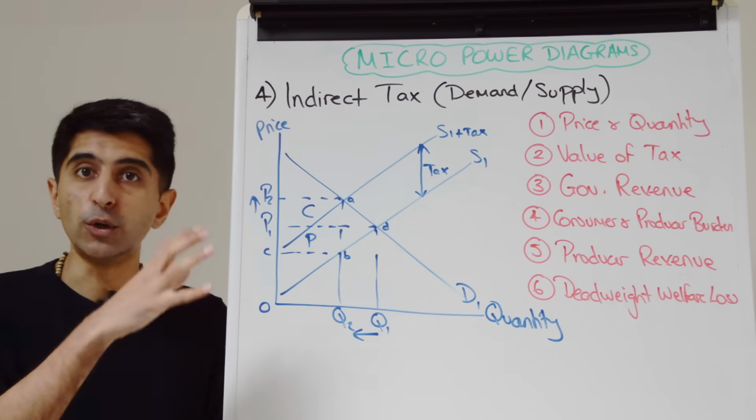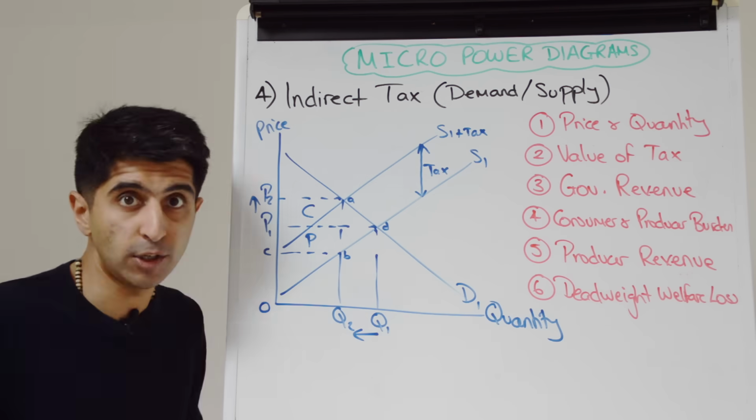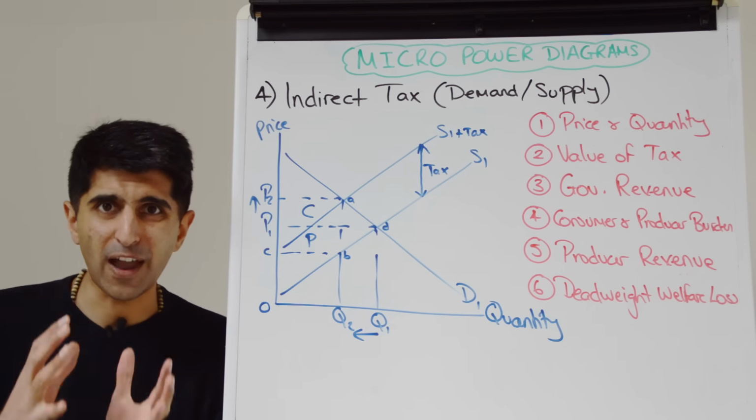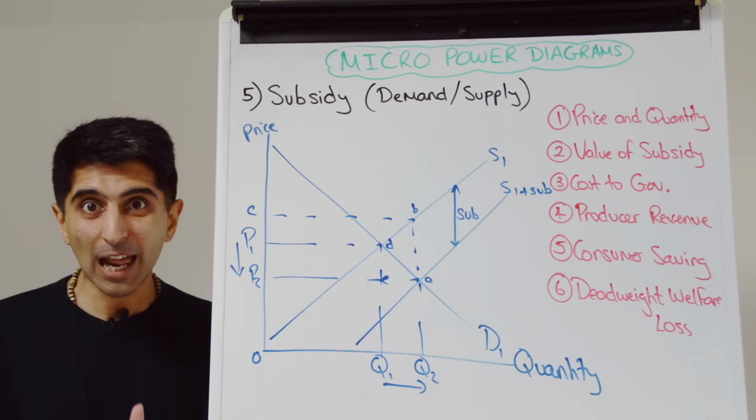Indirect tax, brilliant. You can apply a lot of these concepts to a market failure diagram as well, such as the government revenue, such as the consumer incidence. Very, very powerful stuff. Same thing for a subsidy now. This comes up a lot in the exam when we have to break it down and know the key bits.